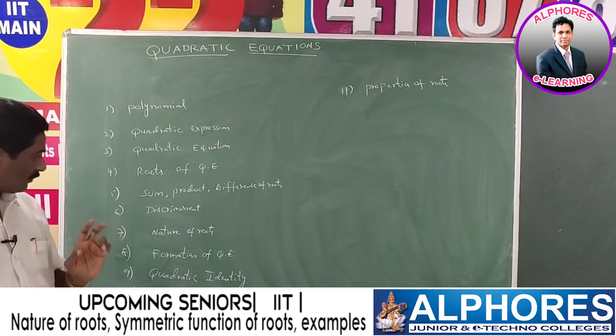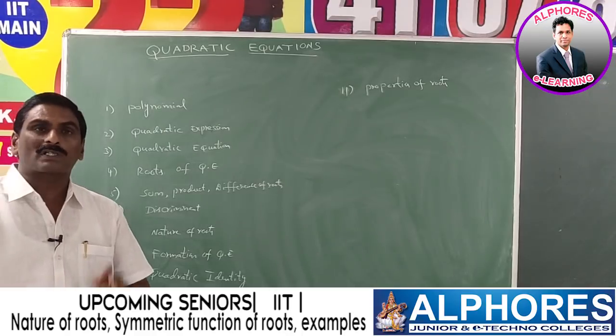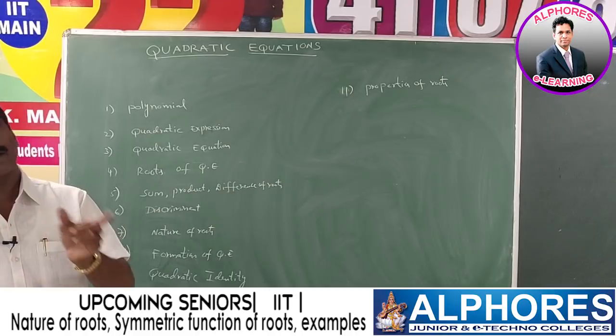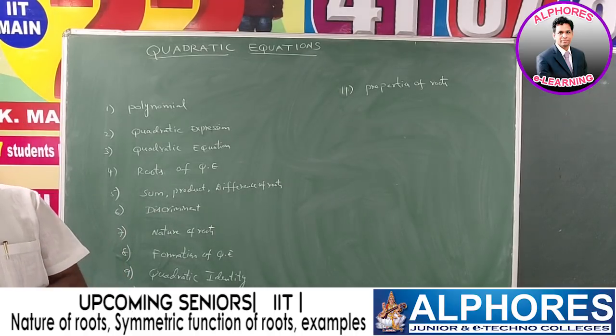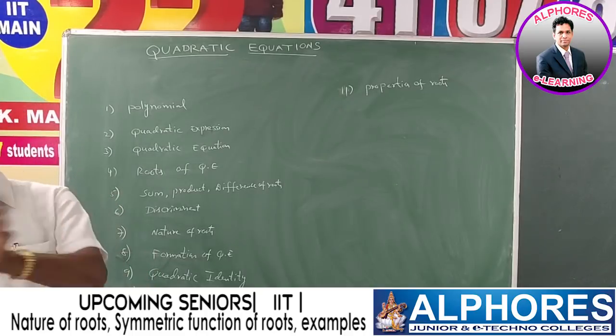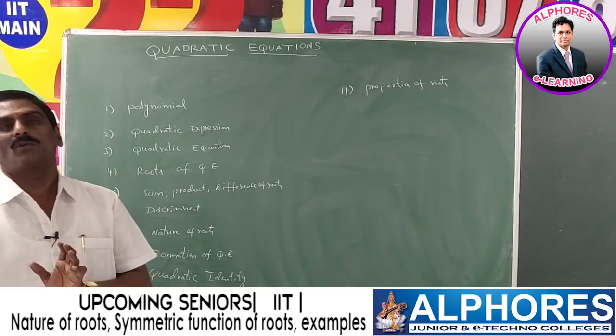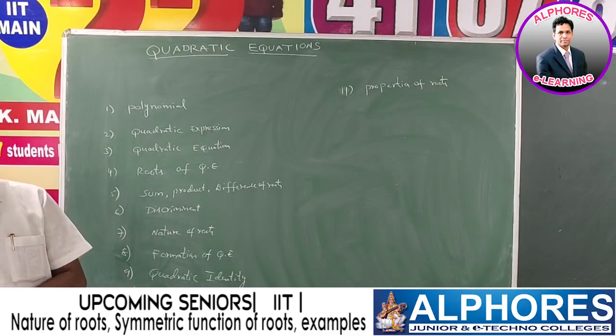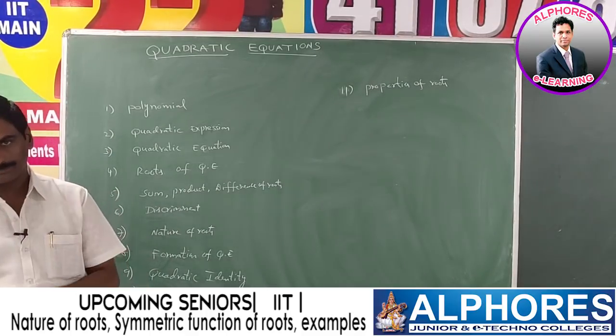In nature of roots, we discussed two cases. Suppose a, b, c are real numbers and delta is the discriminant. If delta is greater than 0, then the roots are real and distinct. If delta is equal to 0, then the roots are real and equal. If delta is less than 0, then the roots are imaginary.